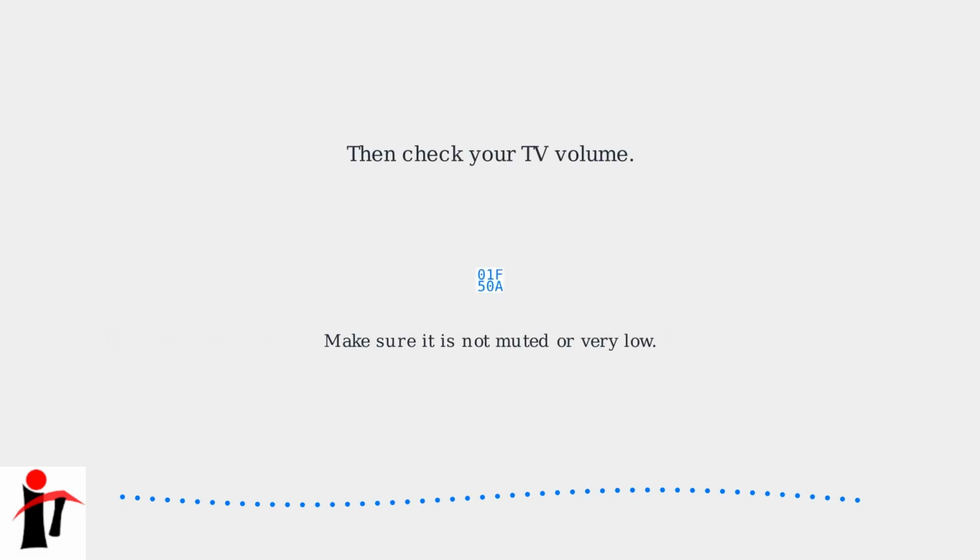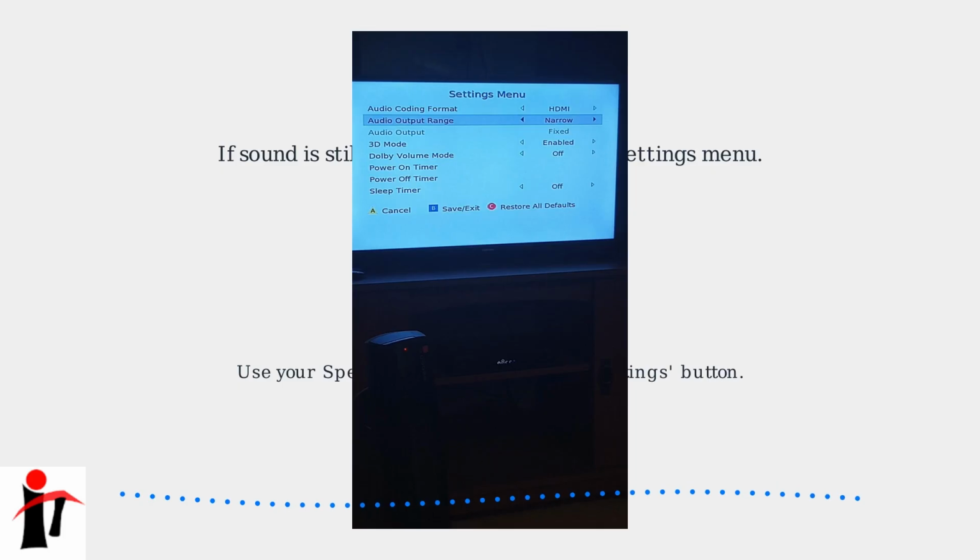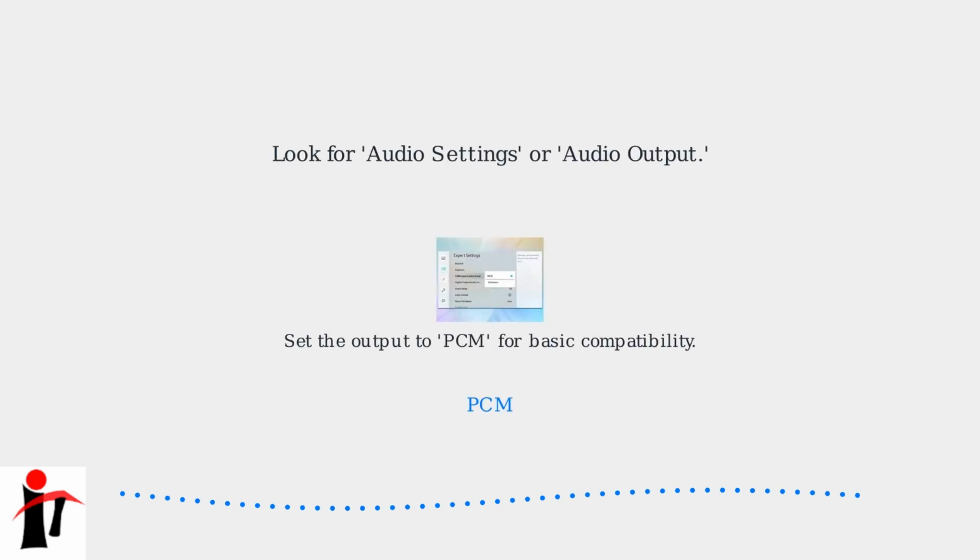Then check your TV volume and make sure it is not muted or very low. If sound is still missing, use your Spectrum remote to navigate to the Settings menu, usually by pressing the Settings button. From there, look for Audio Settings or Audio Output. Make sure the output is set to PCM for basic compatibility.